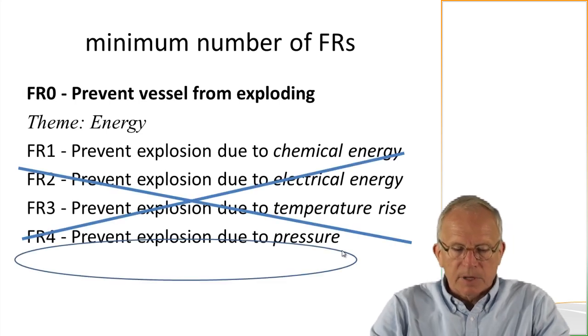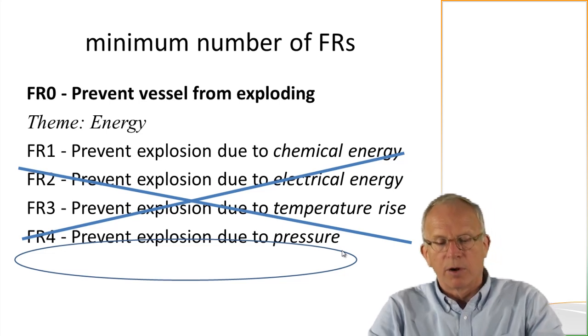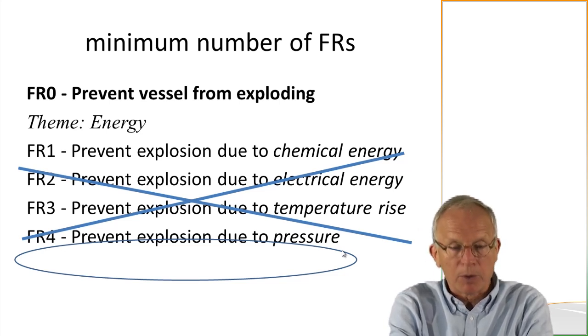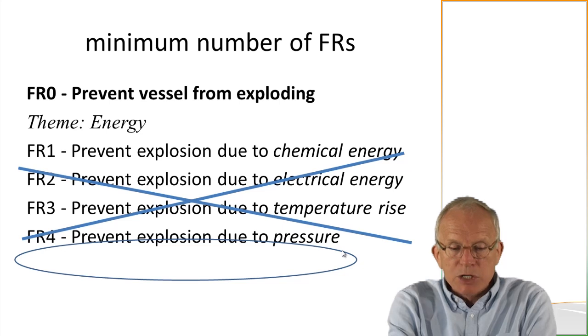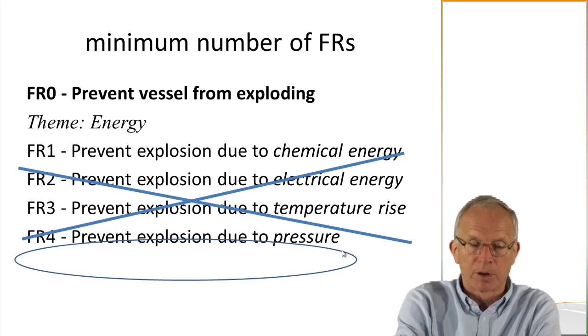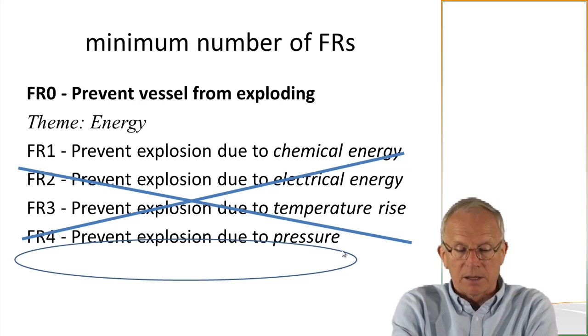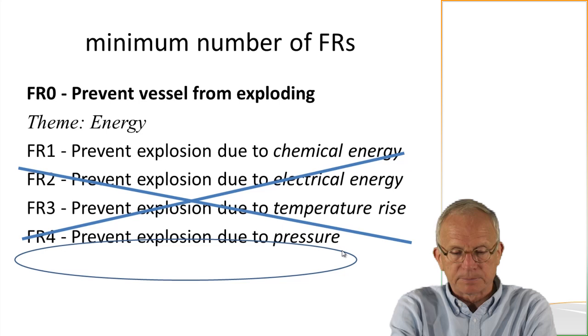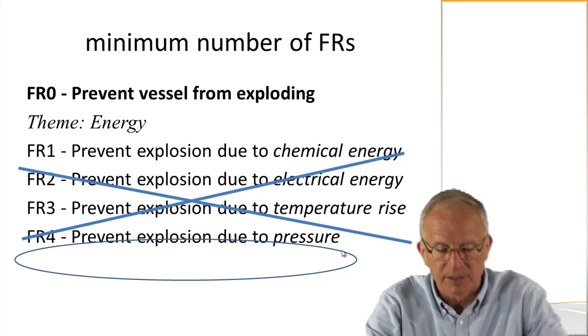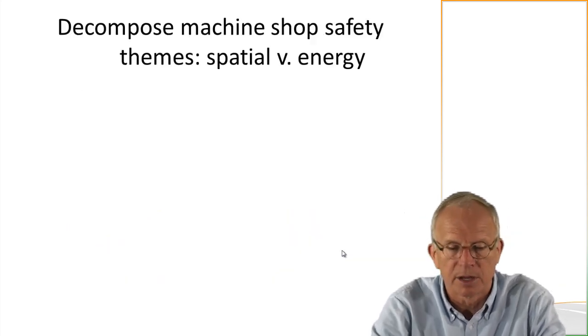So what is the minimum number? And this kind of misses. It's intended to circle FR4. It turns out the only reason things explode is from a pressure differential. So in this case we don't need the FRs for prevent explosion due to chemical, electrical, or thermal. The only thing we really need is to prevent an explosion due to pressure. And this leads us to a much better design solution, a much simpler design.